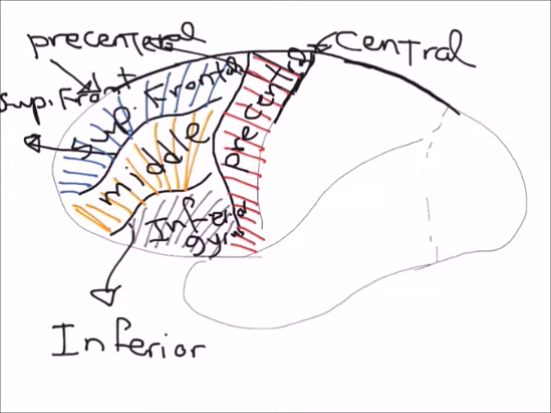So we have the precentral gyrus between the central and the precentral sulcus, the superior frontal gyrus just above the superior frontal sulcus, the middle frontal gyrus between the superior and the inferior frontal sulcus, and the inferior frontal gyrus, which is lying below the inferior frontal sulcus. Now we will see the important areas which are located on the frontal lobe of the brain.